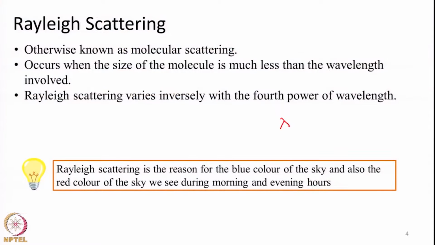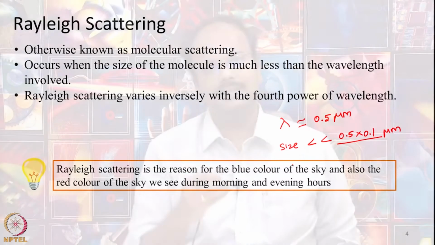if the wavelength of the electromagnetic radiation is around 0.5 micrometer, and the molecule size is much less than that, like 1/10 of the wavelength of the incoming EMR, then this EMR will undergo Rayleigh scattering. So, Rayleigh scattering will happen when the molecules have a size much smaller than the wavelength that is coming and interacting with the molecule.